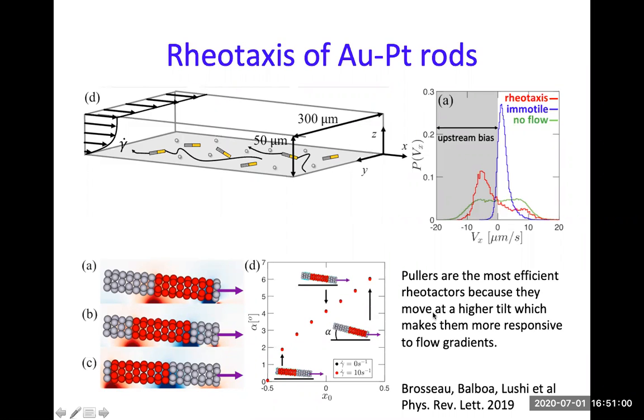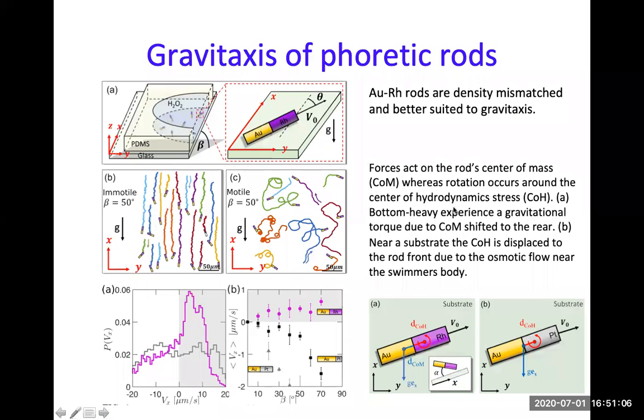So, and this is just for rods, but one can use this method to look at various other shapes. And the other thing that we're just submitting now is gravitaxis. So what is gravitaxis? It's moving against gravity. You have a tilted table and these swimmers can move against gravity, right? They will move up. We have to choose, however, rhodium instead of platinum because there is a density mismatch, and that's what will tilt the swimmers, right?